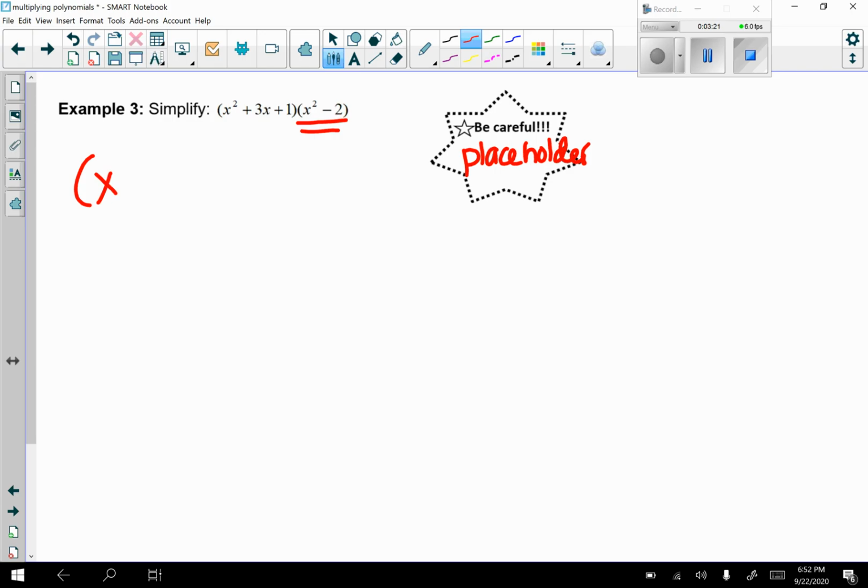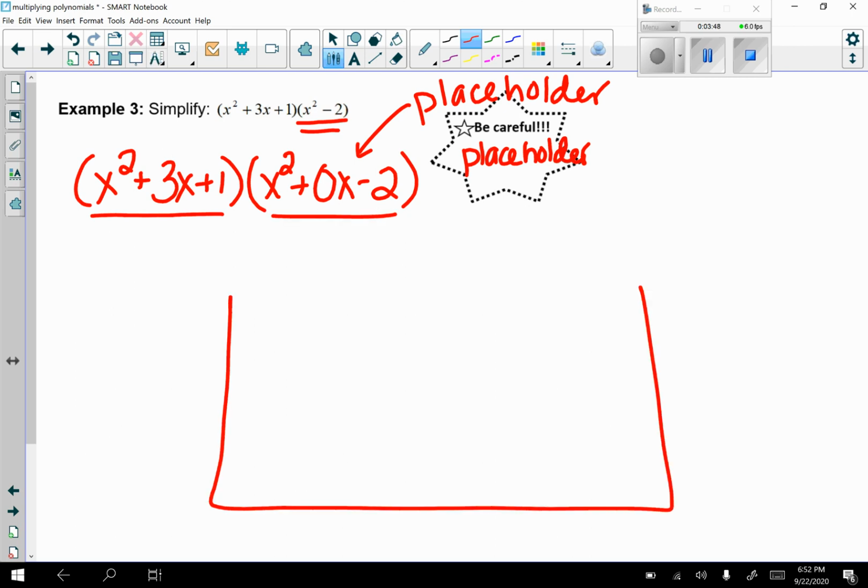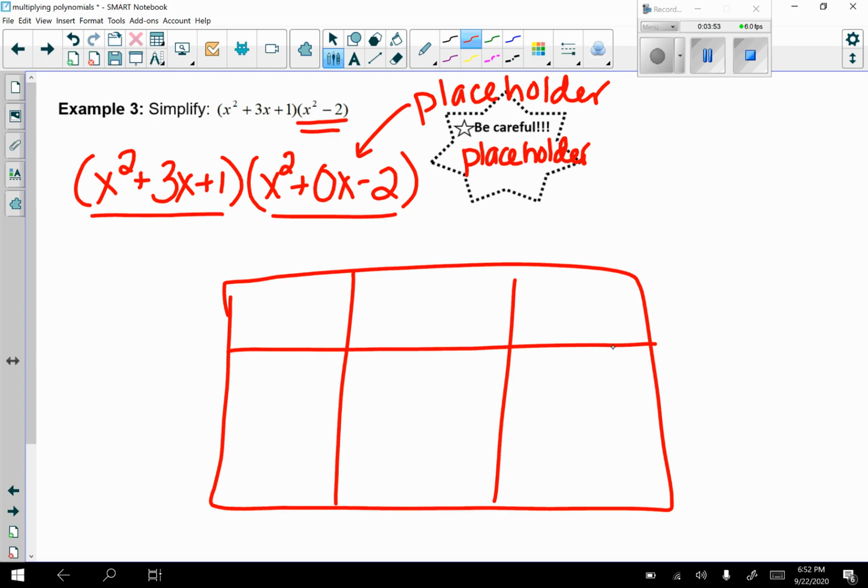So I'm going to keep my first parentheses. But my second parentheses I'm going to rewrite as x squared plus 0x minus 2. And this 0x is our placeholder. Whenever you're missing a term, you're going to use a 0 as your placeholder. And now I have 3 terms by 3 terms, which means when I draw my box, I need 3 columns and 3 rows.